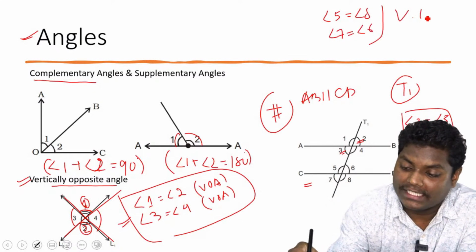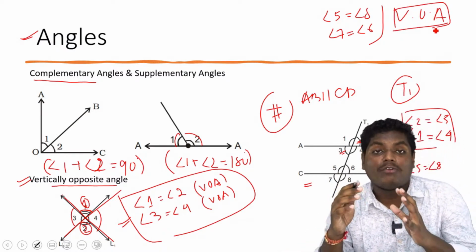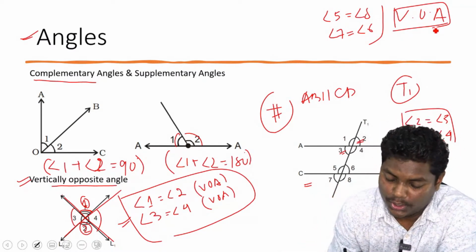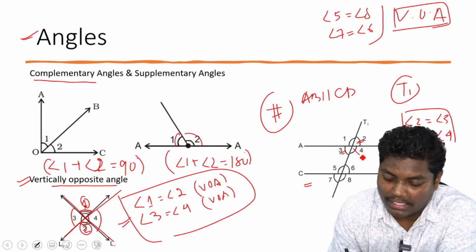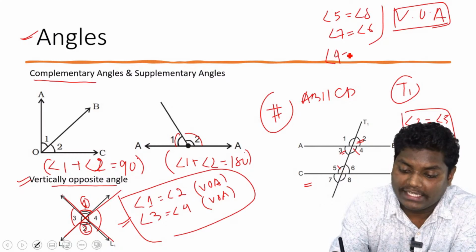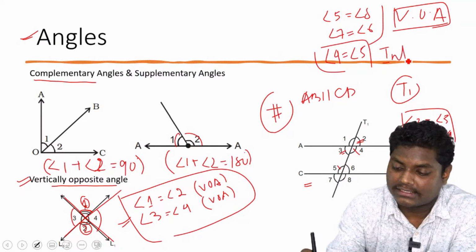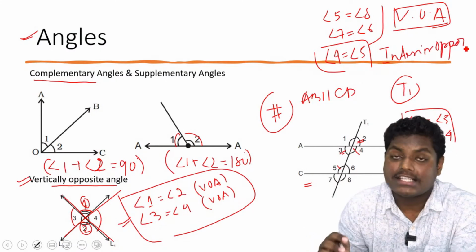Why? Vertically opposite angles. These are vertically opposite angles. Now let's see another kind of relation. If we see angle 4 and angle 5, if you properly note, this angle 4 will be equal to angle 5. Interior opposite angles. Why? Let's try and understand.